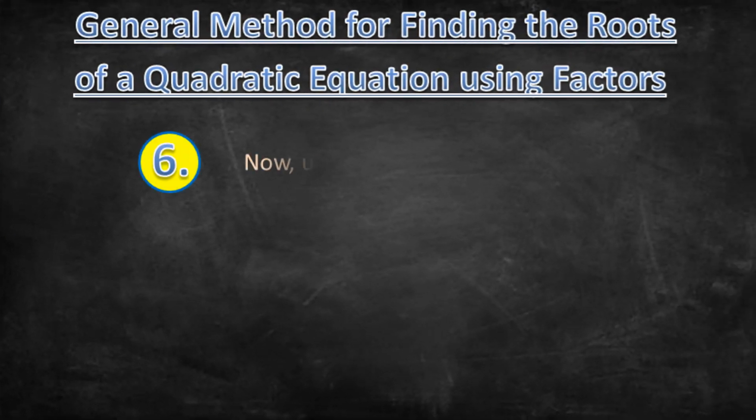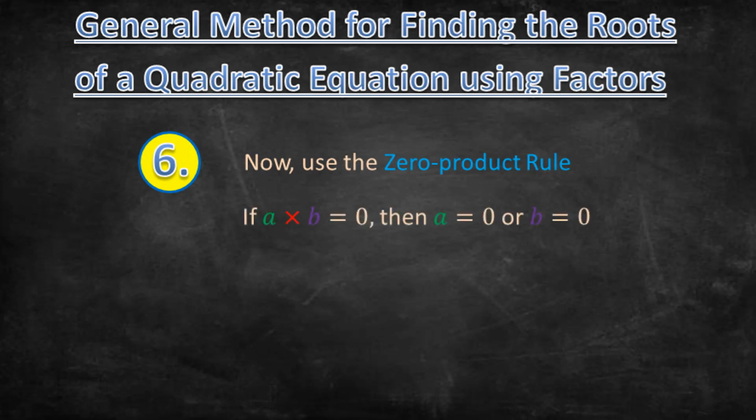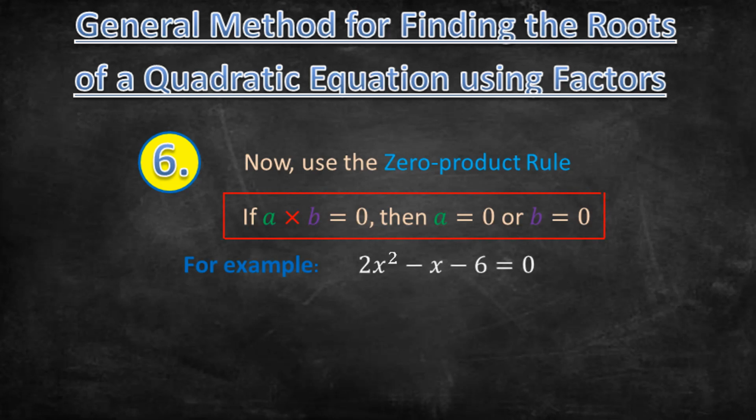Our final step is to use the zero product rule. Recall that the zero product rule states, if a times b is 0, then either a is 0 or b is 0. For example, let's say we have 2x squared minus x minus 6 equals 0. We factorize using the cross method. So we have 2x plus 3 times x minus 2 equals 0.